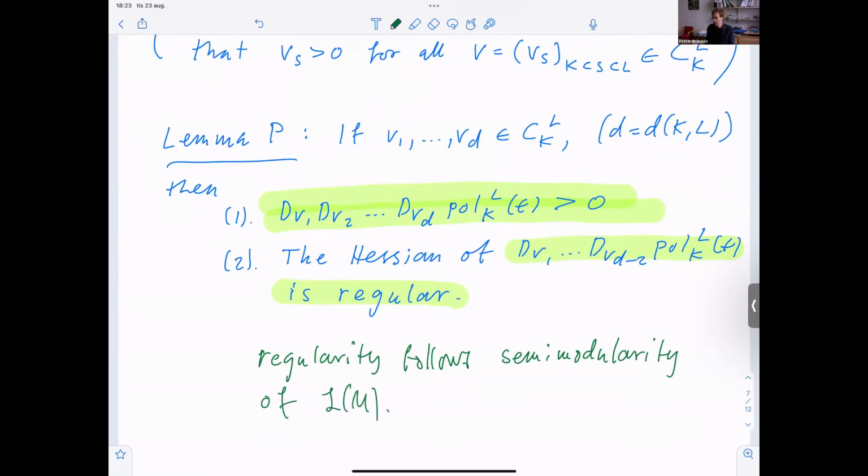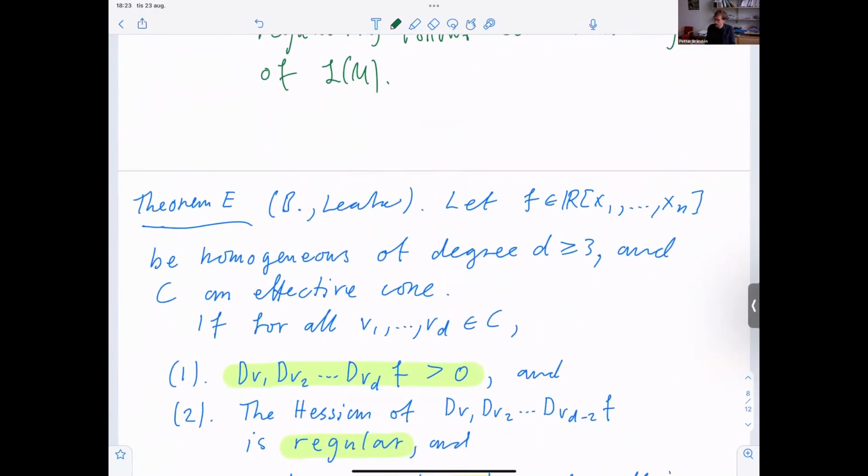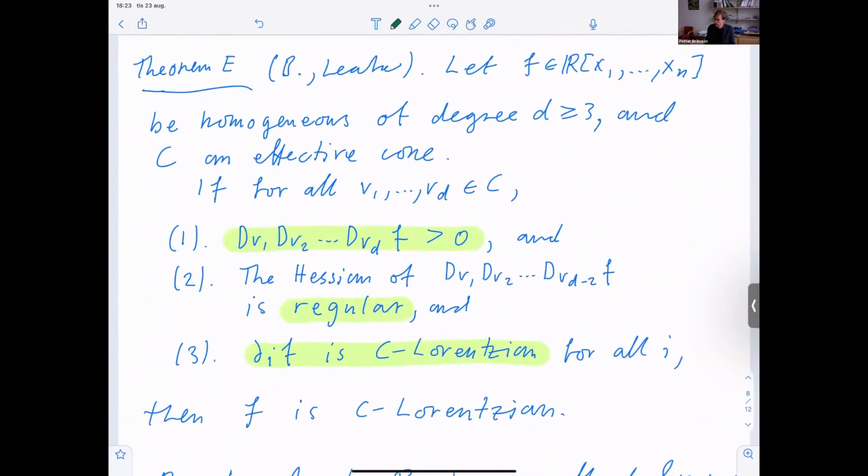So all geometric lattices are semi-modular. And the Hasse diagram of any semi-modular lattice is connected. Okay. So this is the theorem that we use to prove C-Lorentzianness for polynomials on effective cones.